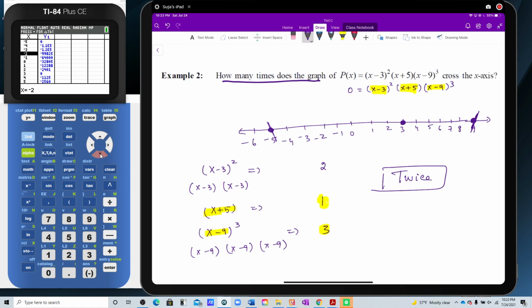But at this point the graph does not cross because the multiplicity is even. Here is also 0 because this is also considered an x-intercept, right? Because the multiplicity is 2, the graph is not going to cross this point. Actually, it will just come and touch and turn here. So if you come down to +9, my y value must be 0. And again, my y value is 0. I hope you understood this.